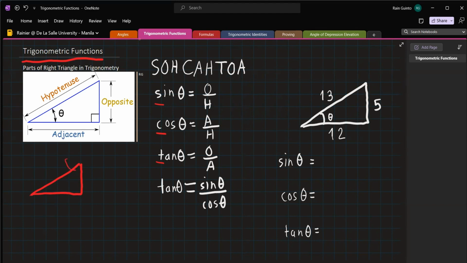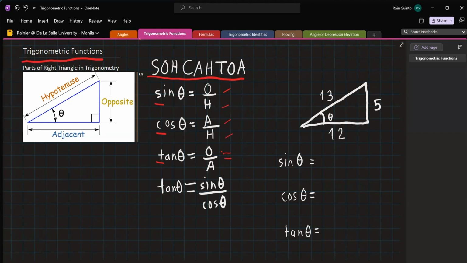And from here, we can actually derive the ways of getting the values of the trigonometric functions, sine, cosine, and tan. We usually hear it in this form, SOHCAHTOA, and it basically means sine is equal to opposite over hypotenuse, cosine is equal to adjacent over hypotenuse, tangent is equal to opposite over adjacent, which is basically it.